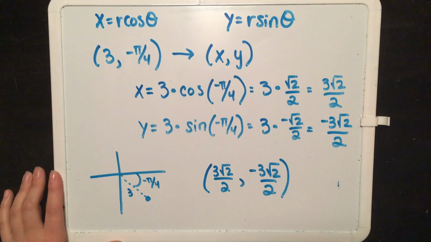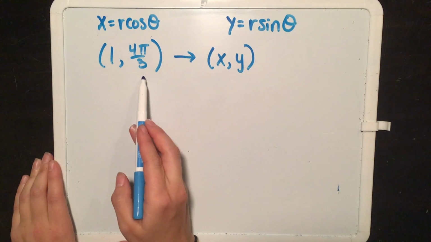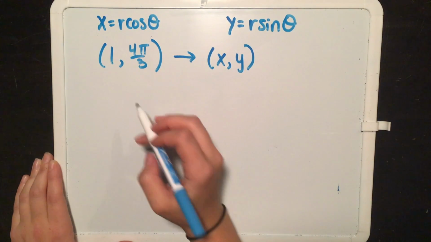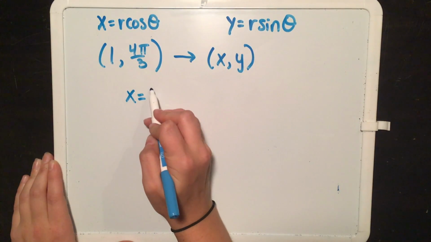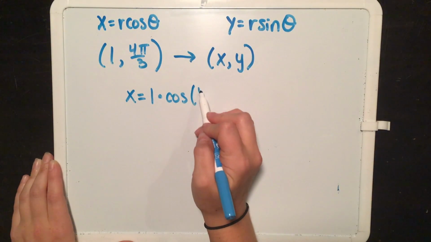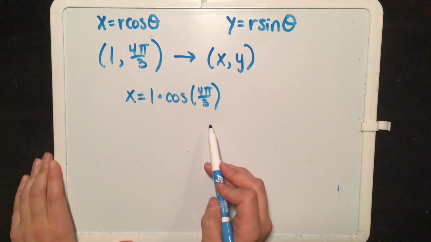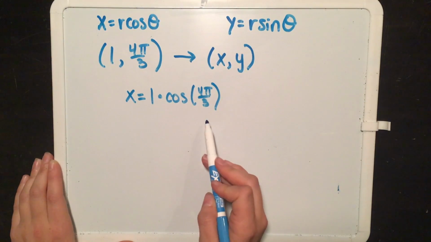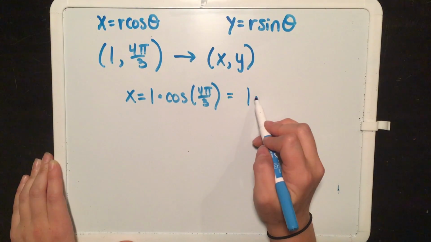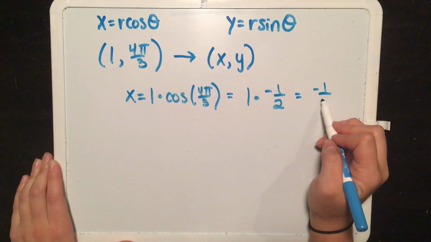In this example, we are going to convert 1 comma 4 pi over 3 to rectangular coordinates x comma y. Using our formula, x equals r, 1, times cosine of theta, 4 pi over 3. Cosine of 4 pi over 3 is the same as cosine of pi over 3, but it's negative, so that's 1 times negative 1/2, which equals negative 1/2.